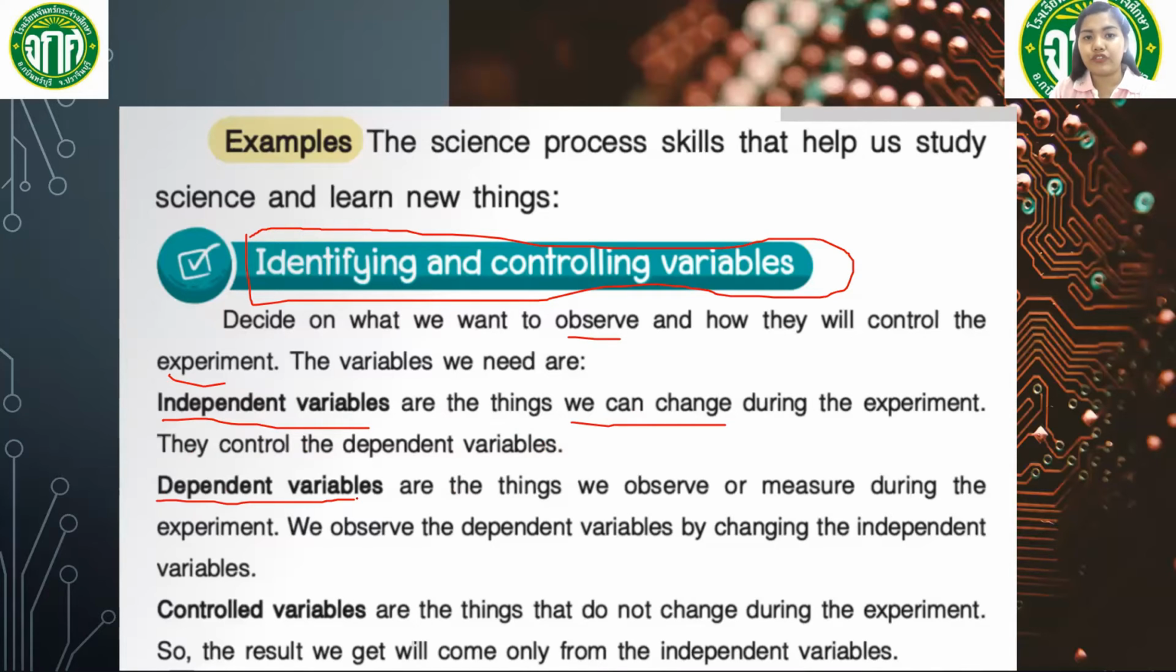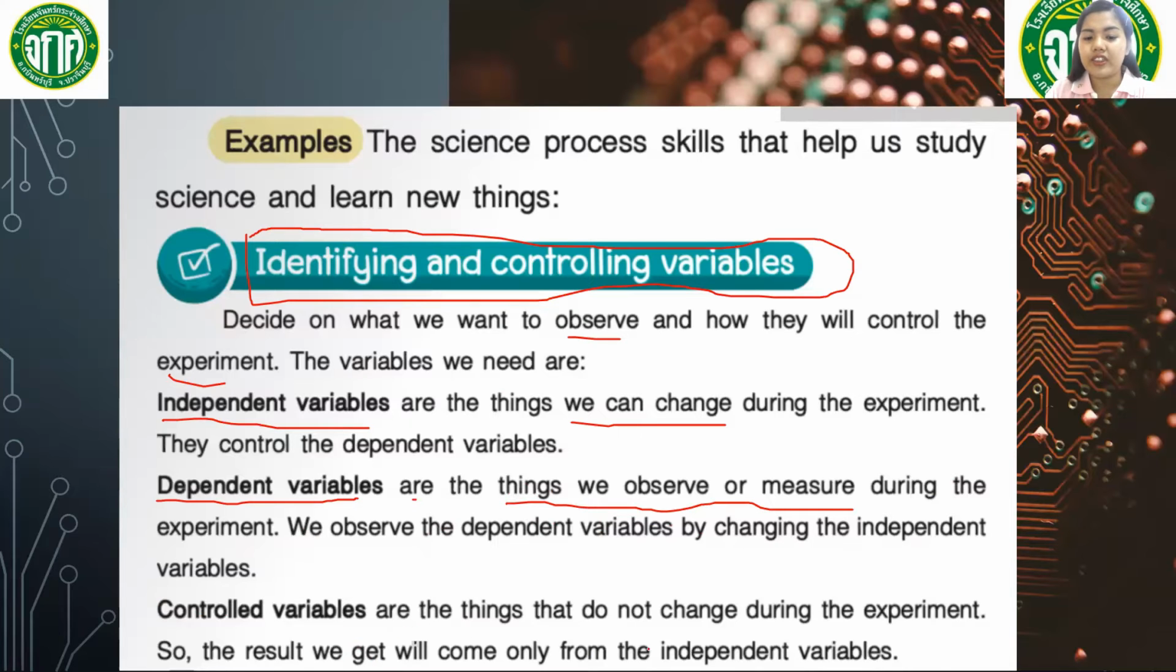What are dependent variables? These are the things we observe or measure during the experiment. We observe the dependent variables by changing the independent variables. Again, the dependent variables are the things we observe or measure during the experiment.